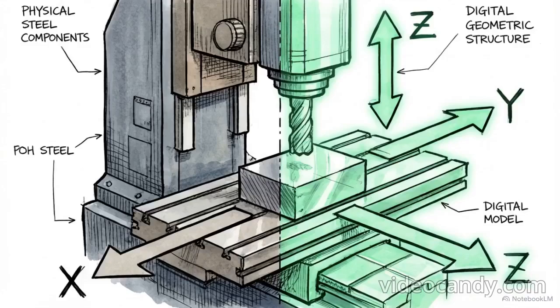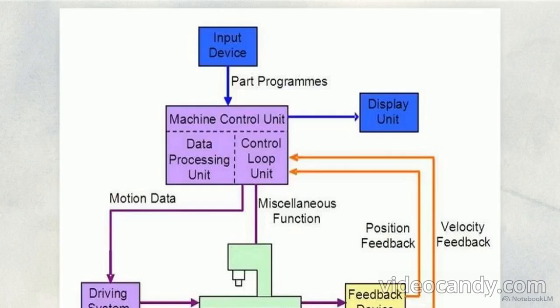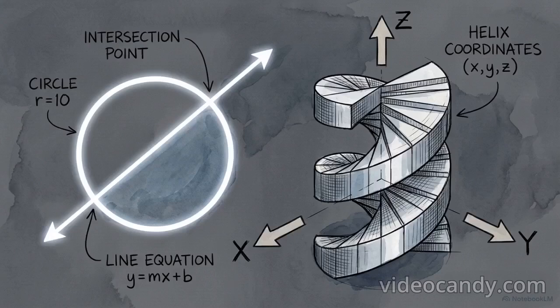If we strip away the physical steel and the spinning motors, we are left with the digital intent, the raw part program data, commonly known as G-code. This block diagram illustrates the central intelligence responsible for that code, the Machine Control Unit, or MCU. The primary function of the MCU is ingesting the coded instructions fed to it by an external input device. During the decoding phase, the unit translates that static text into a continuous stream of actionable motion commands.